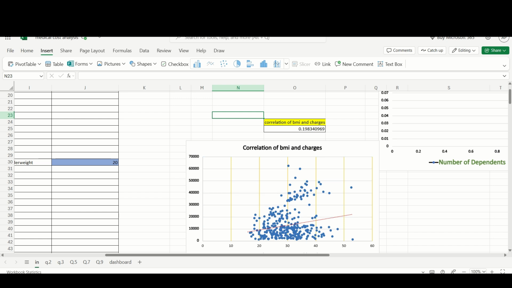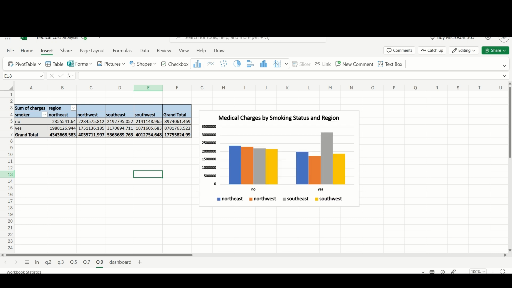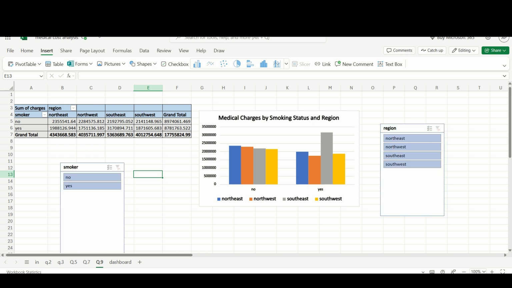Now, moving forward to question 9, investigate the interaction effect between smoking and region on medical charges. Which region has the highest cost per smoker? So here I have created a pivot table to analyze the total medical charges per smoking status and region. So here smoker, this one I have added in rows, and this region I have added in columns.